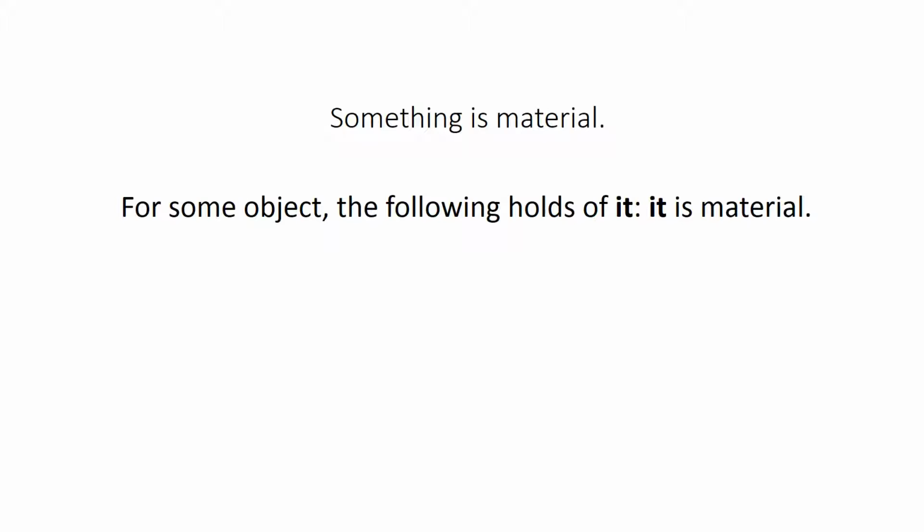Next, let's translate a sentence that even a dualist philosopher of mind might agree to. Something is material, making a weaker claim. Again, we're going to rephrase that in a more long-winded but more useful way. For some object, the following holds of it. It is material. Once again, we find this long-winded rephrasing breaking up into two parts. There's a quantifying part. For some object, the following holds of it. We're going to translate that quantifying part by this pair of symbols.